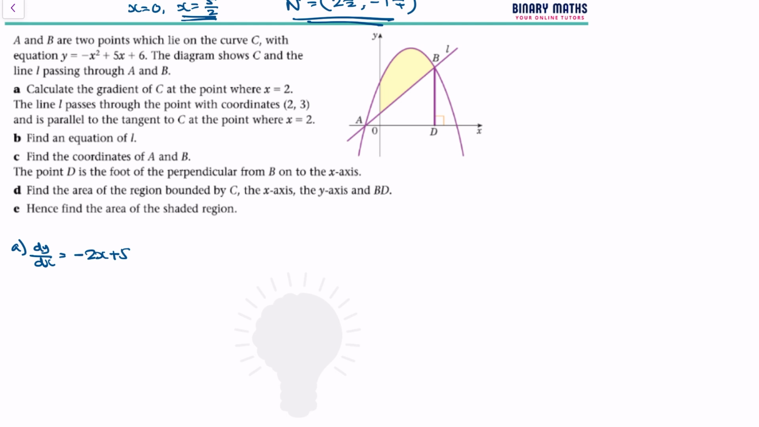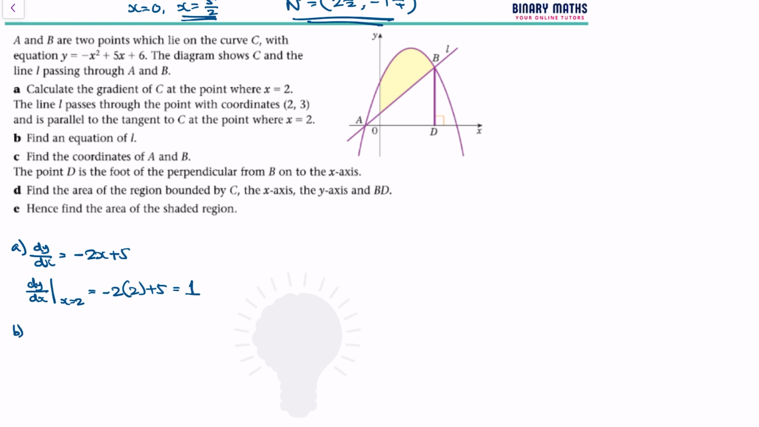Because we're trying to find dy dx when x is equal to 2, I just need to substitute it into the equation for the gradient function, which is minus 2 times 2 plus 5, which is equal to negative 4 plus 5, which is 1.